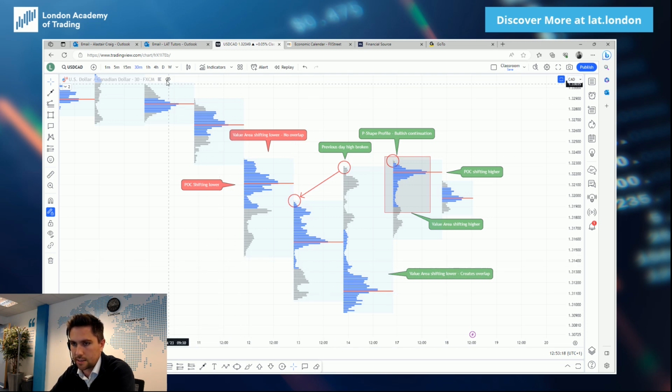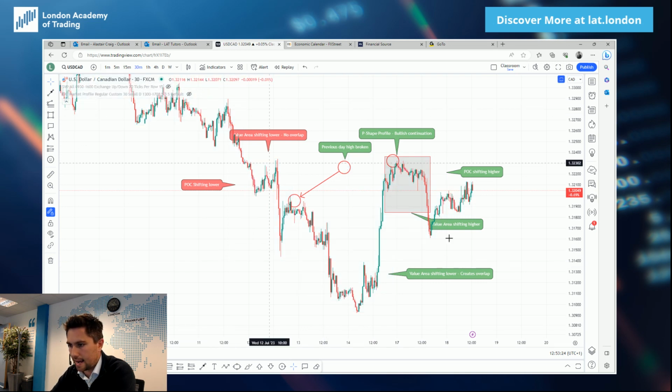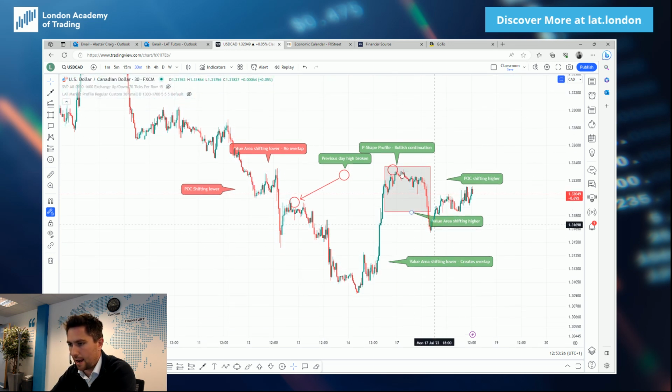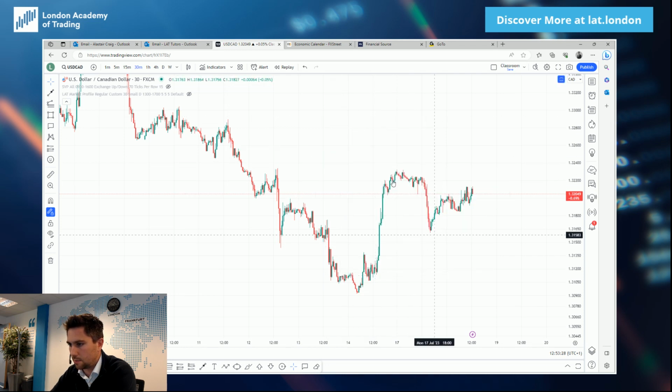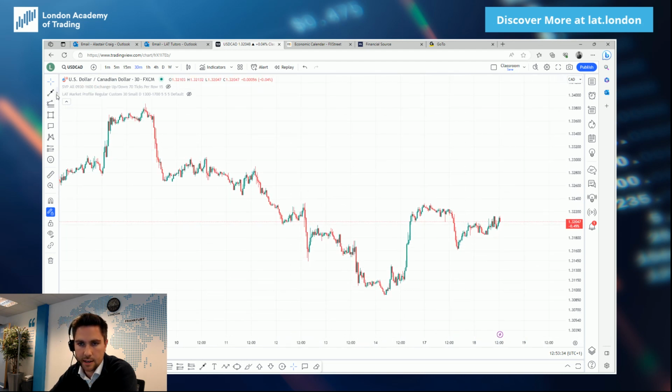Now, too late, of course, to capture these moves, which would have made for some nice trading opportunities yesterday and Friday. However, still the opportunity to perhaps capitalize on some of the longer term plays for dollar CAD.